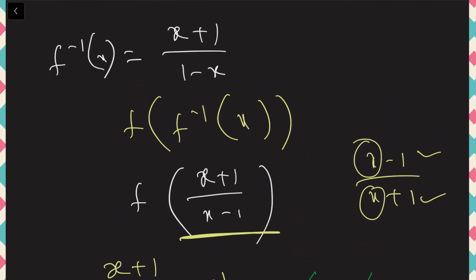Oh, I'm sorry, I made a small mistake here. 1 minus x is there, but by mistake I substituted x minus 1. That's why we are not getting the answer. So this x minus 1, I'll make it correct with 1 minus x. I'm sorry for that. 1 minus x here.